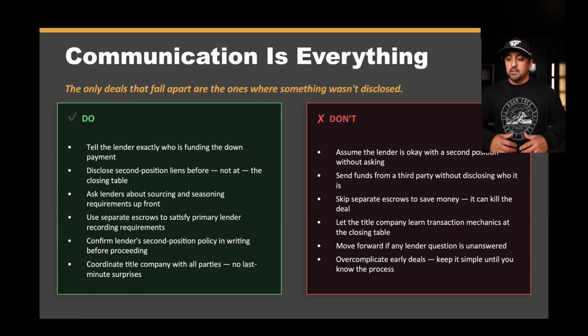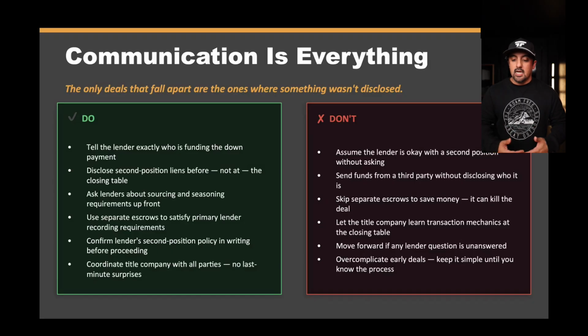Okay, communication is everything. These deals, I see them fall apart all the time because of poor communication. We're talking about a lot of moving parts here. You have a primary lender who wants to evaluate this property. You have a seller who's very particular about their purchase price, and you have to do some negotiating there. We haven't even reached the title company yet. And now we have to talk to the primary lender.